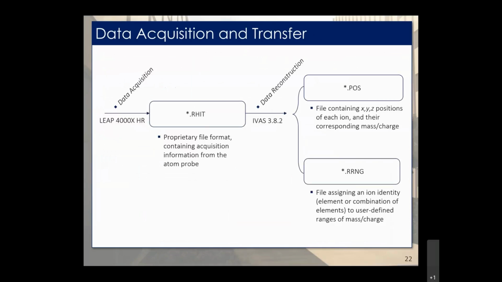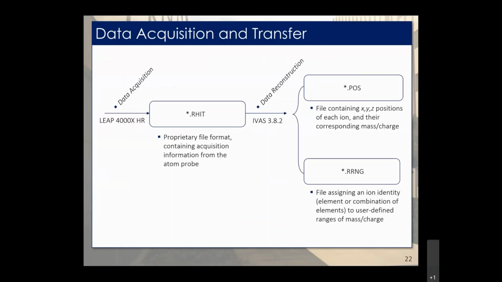Just to comment on data acquisition and file transfer. Using again the Cameca system with our 4000 XHR and IVAS, following data acquisition, the Atom Probe will write the acquired data into a .rhit file. This proprietary file format contains information on the instrument, the acquisition, as well as all the data obtained from the Atom Probe. And then that .rhit file is what you can read with IVAS to be able to form your data reconstruction. What we're looking to make when we finish our reconstruction is essentially two files.